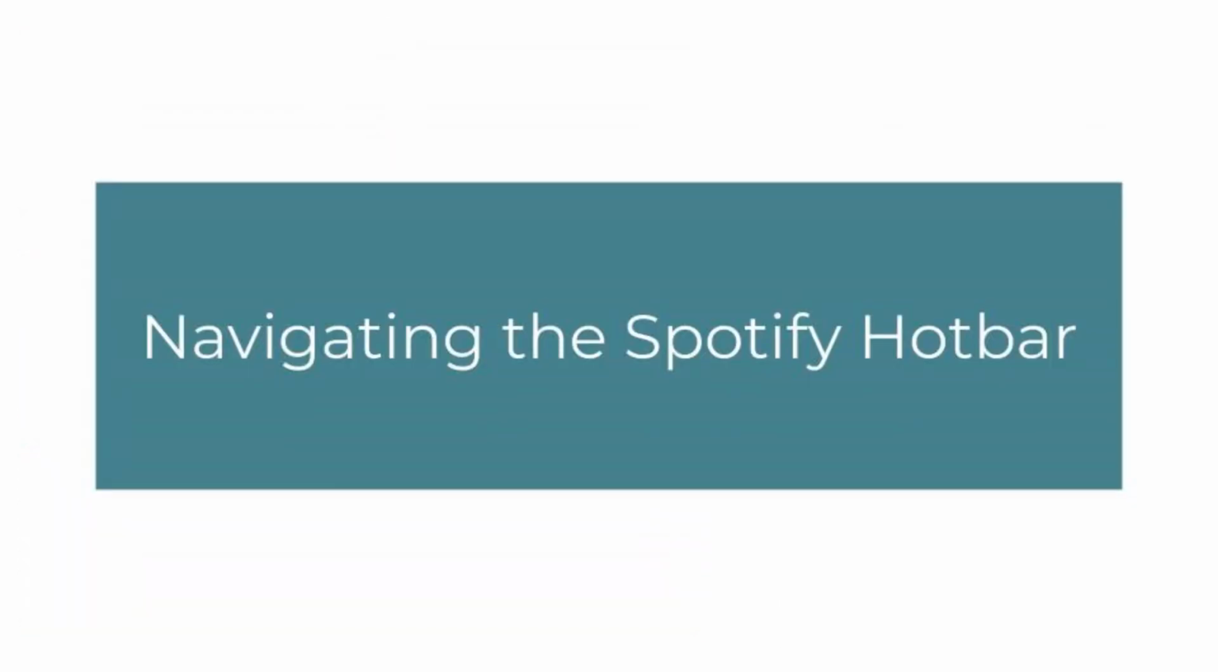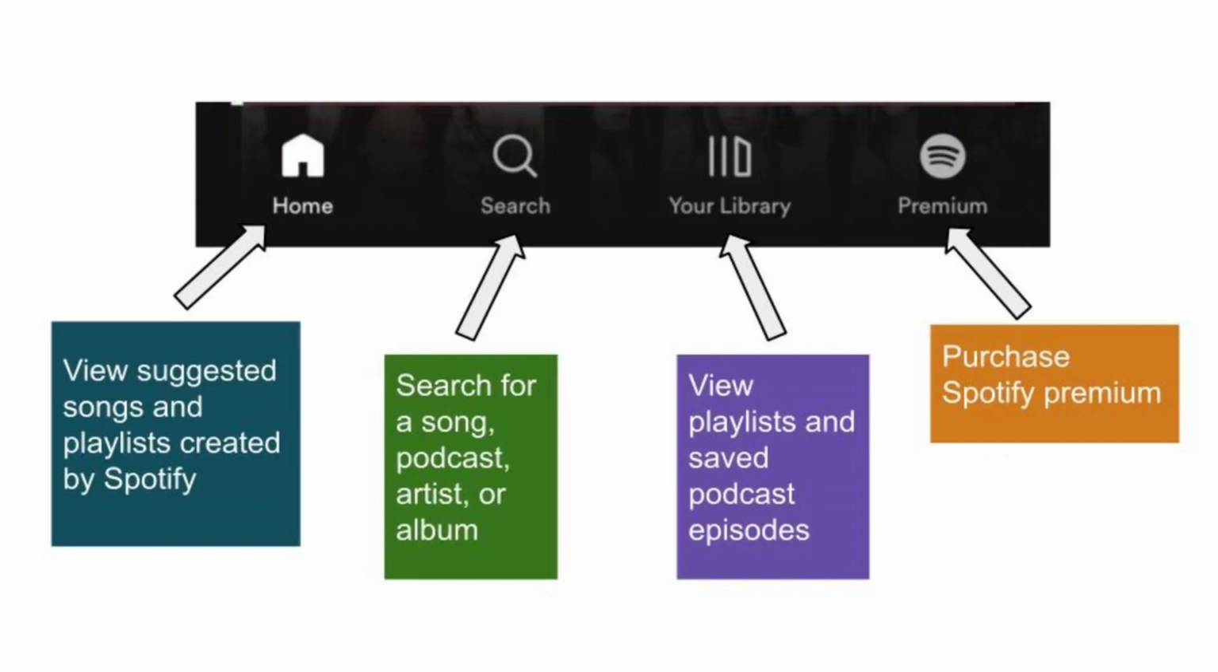Before we get into searching for songs and making playlists, I'm going to provide an overview of the Spotify hotbar. The hotbar is a series of buttons located at the bottom of the screen that is usually present regardless of where you navigate on the app. Knowing what each button does on the hotbar allows you to navigate the Spotify app easier. We will discuss each button from left to right.